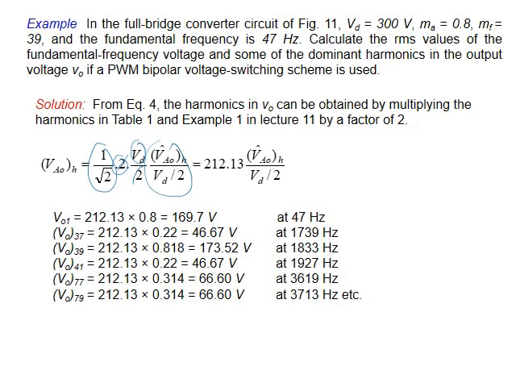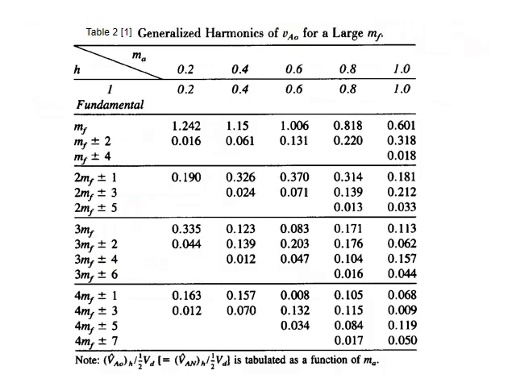By multiplying these two parts, I go to 12.13. It is the same for all cases. The only difference is this value has been changed because it is double now. Otherwise, the ratio taken from the table, 0.8, as we explained before, 0.22, 0.818, and so on. This is the table as I mentioned.